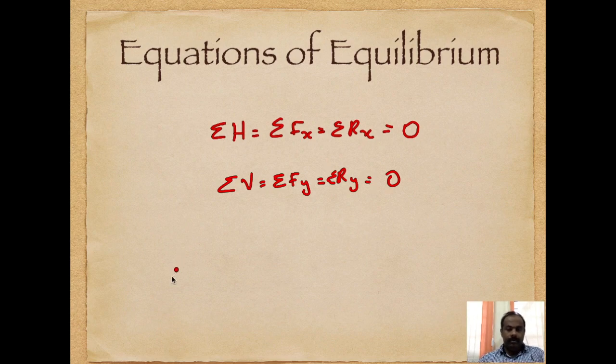Okay, so this is one way. Once we put this to 0, we can add up the components, equate that to 0, and solve the problem. Now let's look at a few problems, or maybe just one problem, and see how that is done with the help of Lami's theorem, as well as with the help of equations of equilibrium.